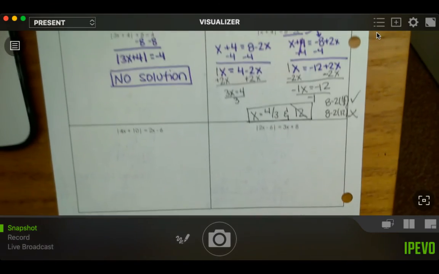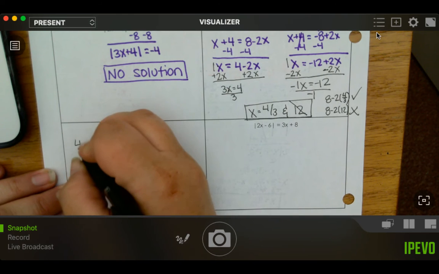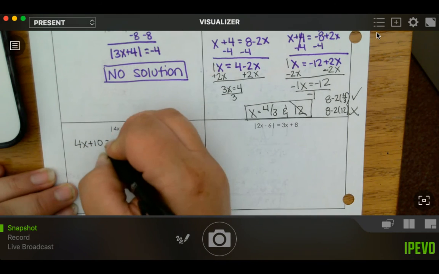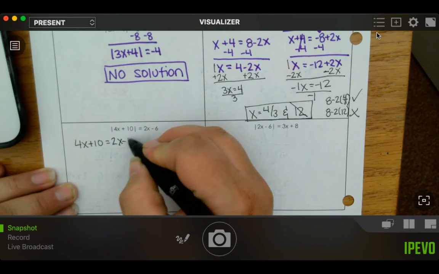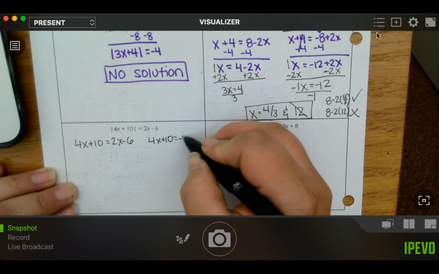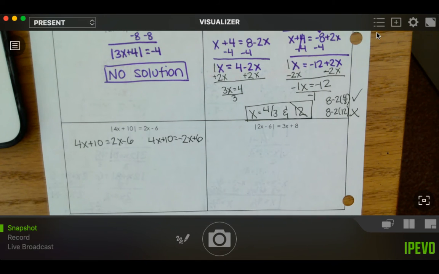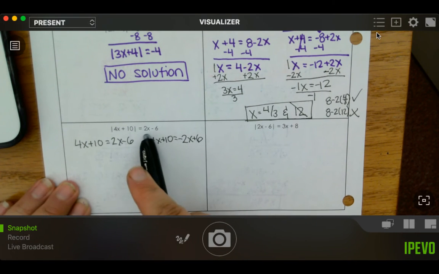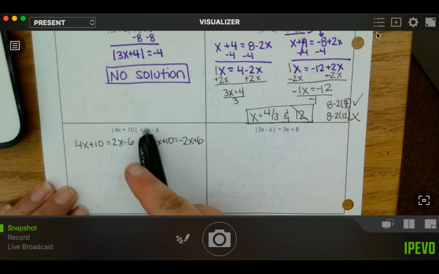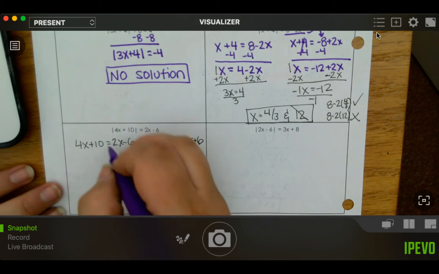All right, let's talk about the last two really quick. 4x plus 10 is already by itself, so it equals 2x minus 6 and negative 2x plus 6. So you still do the opposite, guys. If you're asking me which one you do the opposite of, it's both of the ones on this side. And then I'm just going to solve each one from here.